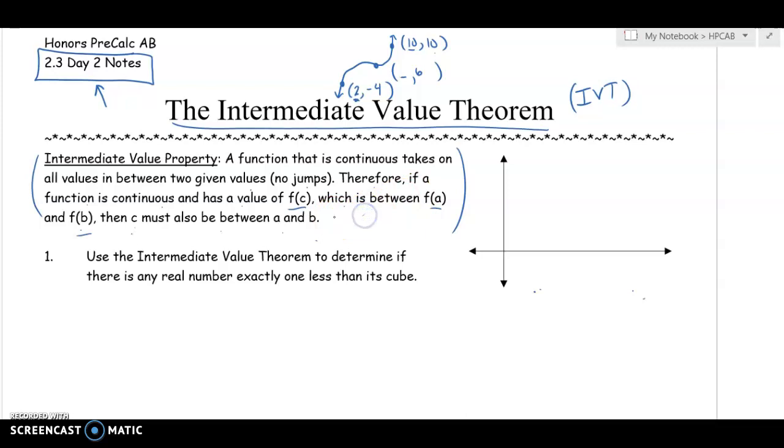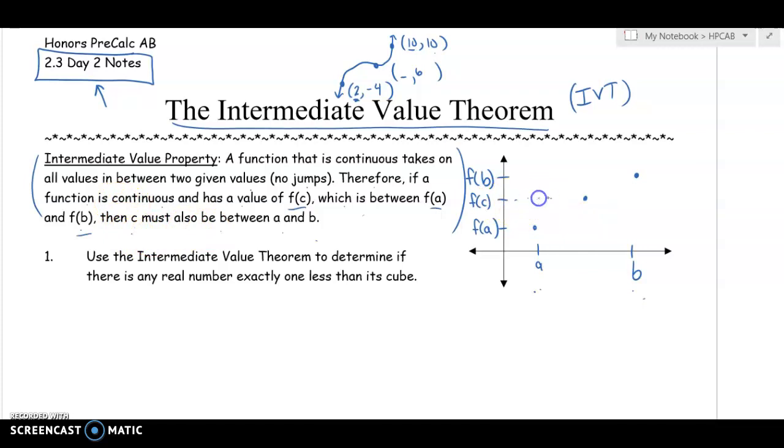I'll show you with the f of a stuff. If you have a point A and f of a is some y value, let's say f of a is here. And let's say we have a point B here, and the y value f of b is up here. It says that if there is a value f of c between f of a and f of b, so let's say f of c is here, then therefore c must also be between a and b.